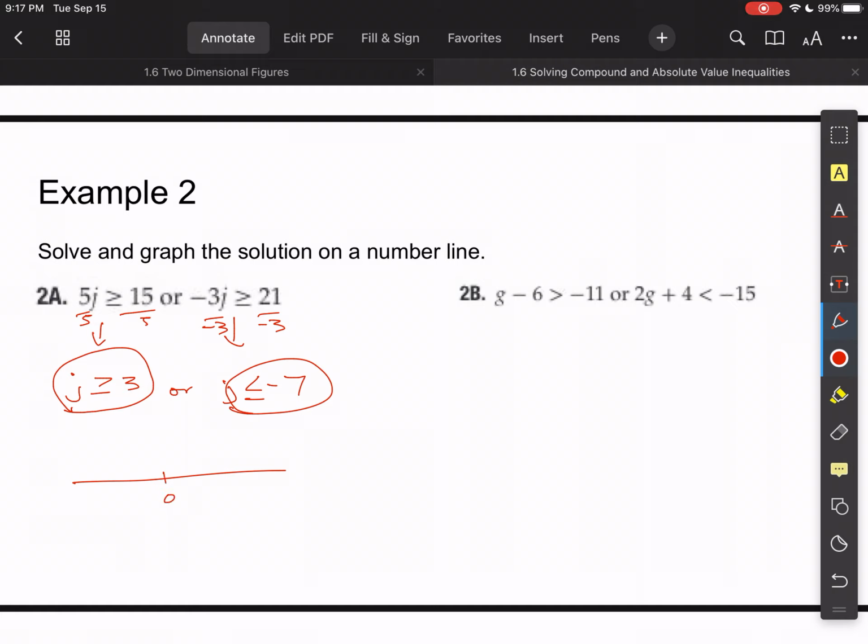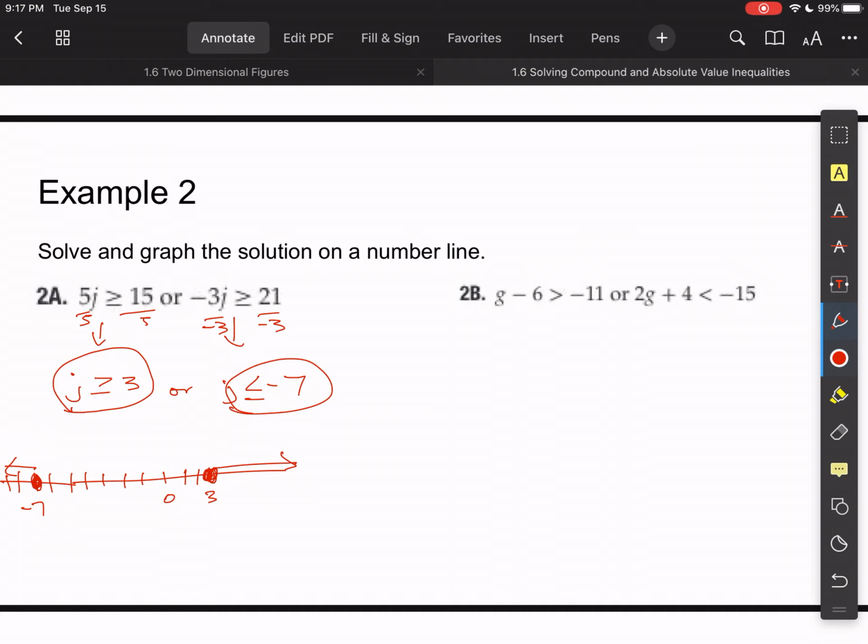Okay, so if 0 is here, it's always good to mark 0 with a lot of these. -1, -2, -3, -4, -5, -6, -7. Okay, so it's saying at -7, 1, 2, 3, 4, 5, 6, 7. At -7, we have a filled in dot. It's saying j is less than or equal to that. So we're going to go this way. And then at 3, it says j is greater than or equal to 3. Okay, so I like to label my graphs at least where these are happening. So filled in circle there, going off in that direction.